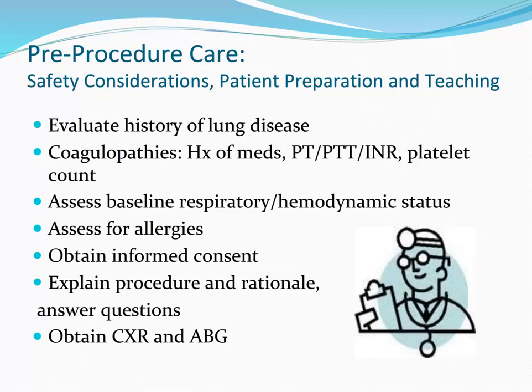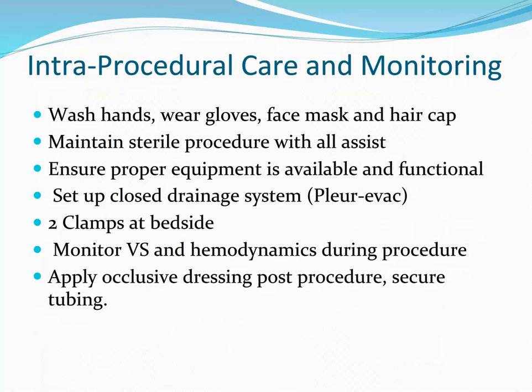In a less emergent setting, go to the pre-procedure care list and take time to provide teaching and support to the patient and family during the consent process. Evaluate the need for sedation with the medical doctor and prepare medication as needed. It is important to obtain a chest X-ray and arterial blood gases after intervention to confirm placement of the chest tube and adequate oxygenation and ventilation.